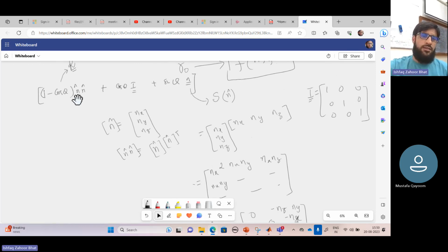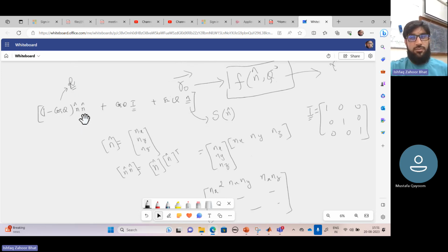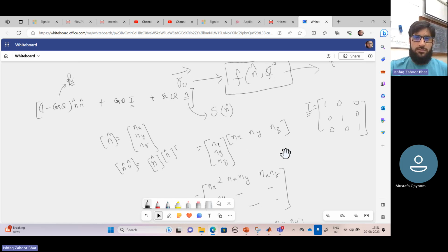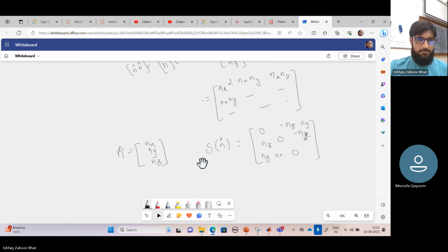Okay, so I was saying that if you take n and n in components, you will get a 3x3 matrix. And here also you have a 3x3 matrix, and here also a 3x3 matrix. So you add three matrices, you will get a 3x3 matrix. So this rotation tensor in components in a particular frame will be a 3x3 matrix, and your R naught will be a 3x1 vector.